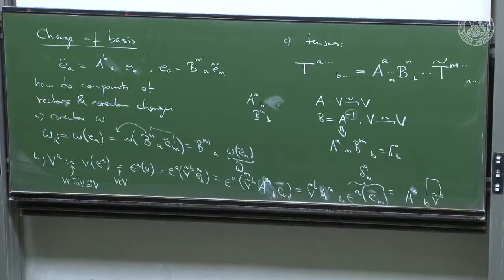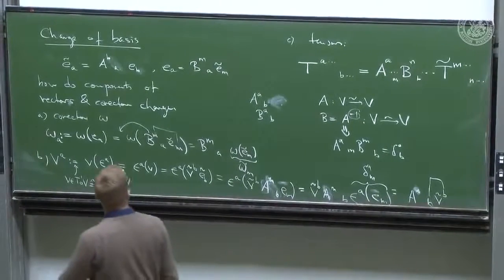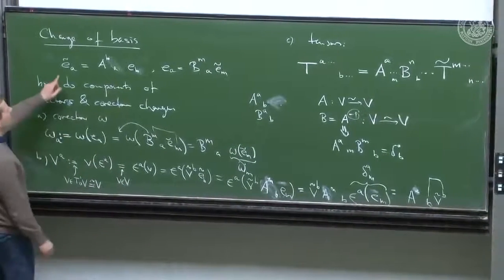Okay. So are there any questions so far? Yeah? Could you explain one more time how you come from V and epsilon A to epsilon A and V? How I come from here to there?